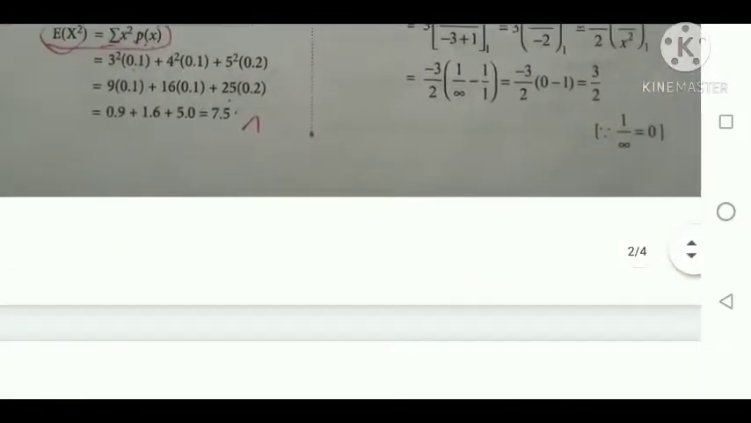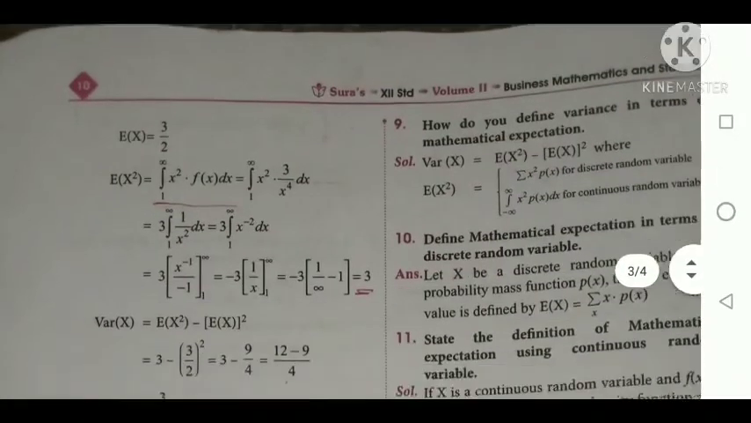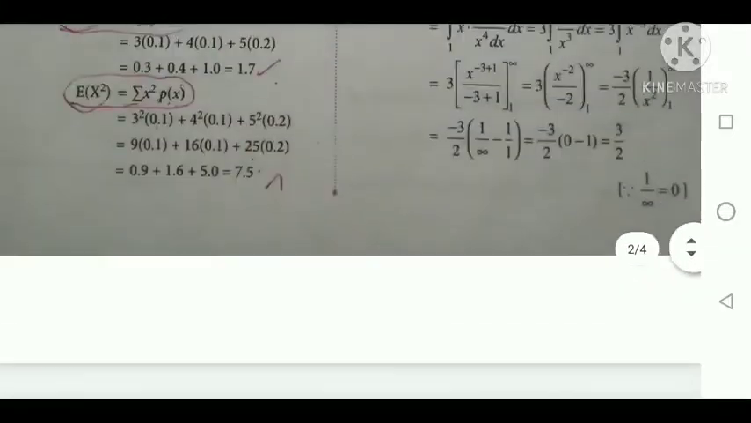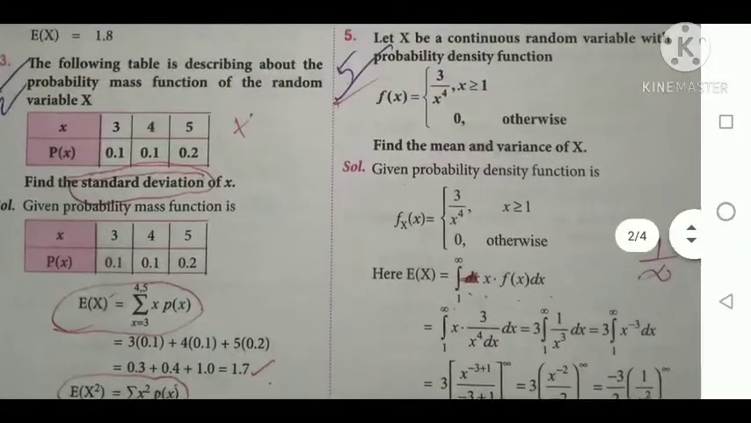Okay. Now we are going to see the next sum. Before going to the next sum, the question asked here is to find the expected value as well as the mean and variance. So now you already know how to find the variance.